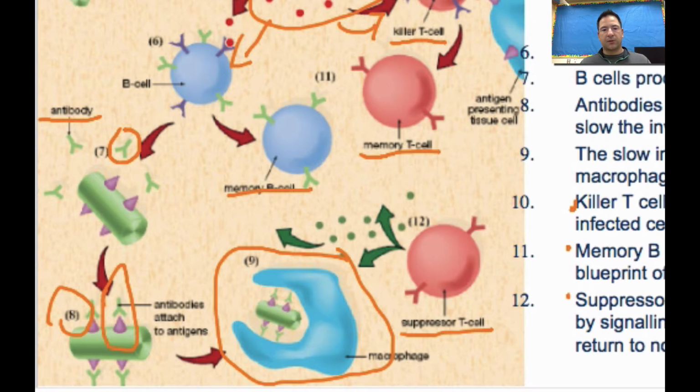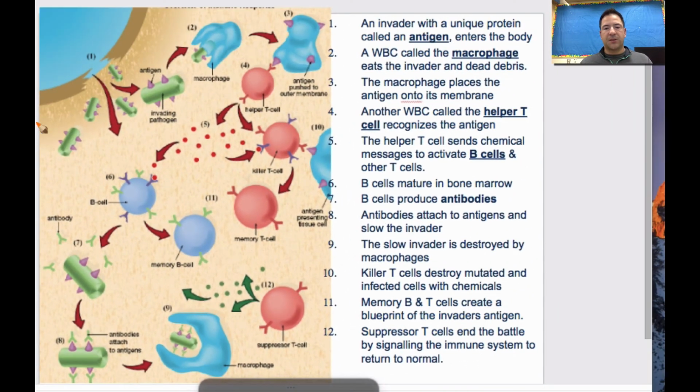So again, just to review in full, the pathogen, or the antigen, is going to break through and it has protein markers called antigens. The macrophage, a large macrophage, is going to engulf it and place its protein markers on its membrane. At that point, a helper T cell, which is a white blood cell as well, is going to recognize that antigen on the macrophage's membrane and send chemical signals to the B cells and the killer T cells. It's going to tell the B cells to start producing antibodies.